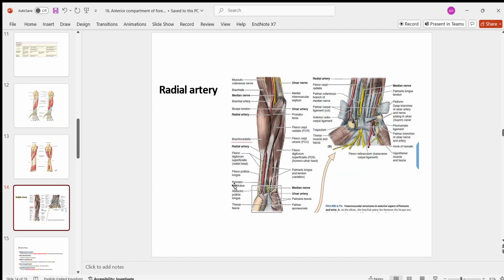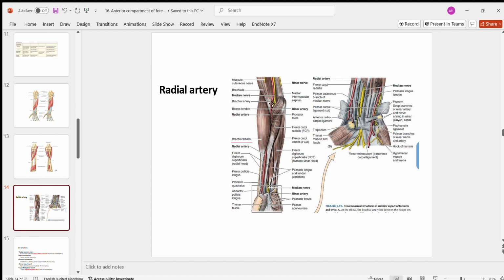Now, the arteries of the anterior compartment of forearm are radial and ulnar arteries. First of all, we are going to discuss the radial artery. Basically, radial artery is one of the terminal branches of the brachial artery in the arm. At the level of the cubital fossa, it is divided into two. The lateral one is radial and the medial one is ulnar.